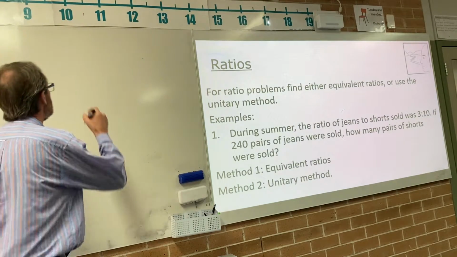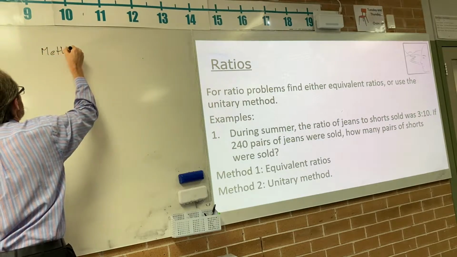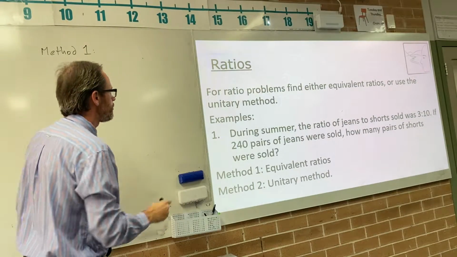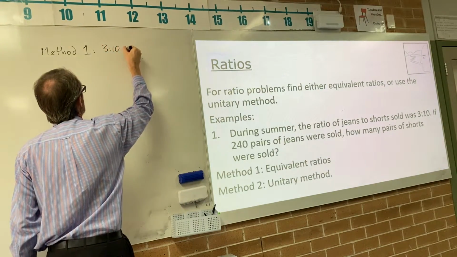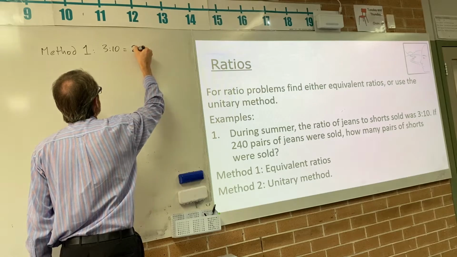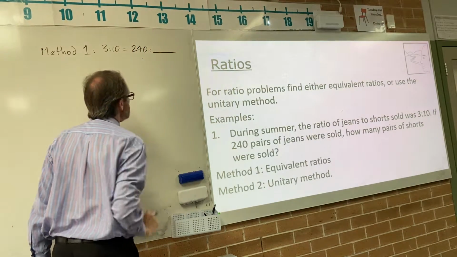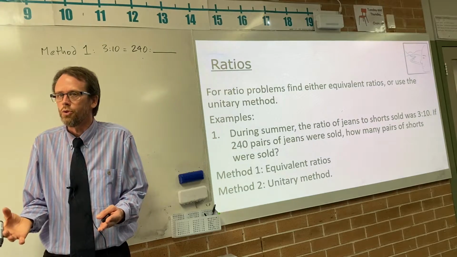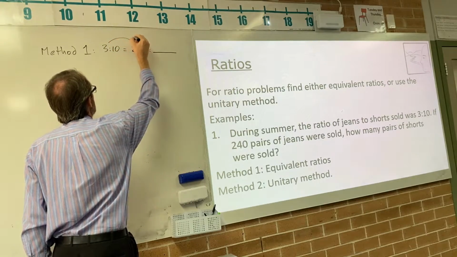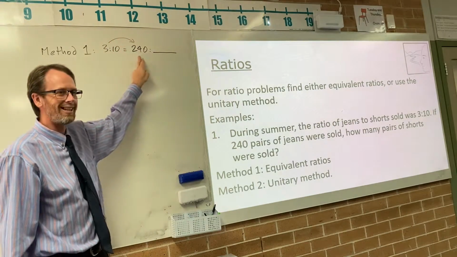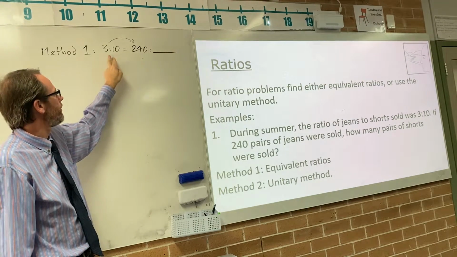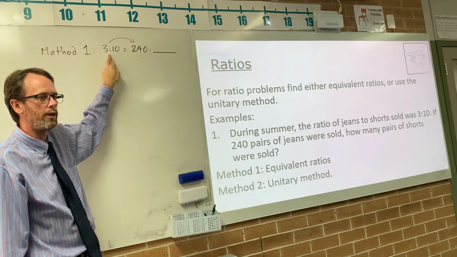Well, method 1. So let me write it over here. Method 1. What we can do is 3 to 10, which has got to be equal to, and make sure you get it right, it's jeans to shorts, so it's 240 pairs of jeans to, we don't know how many pairs of shorts. What we need to work out using the equivalent ratio is, what do I multiply 3 by to get to 240? Now, to work that out, all you need to do is 240 divided by 3. What's 240 divided by 3?